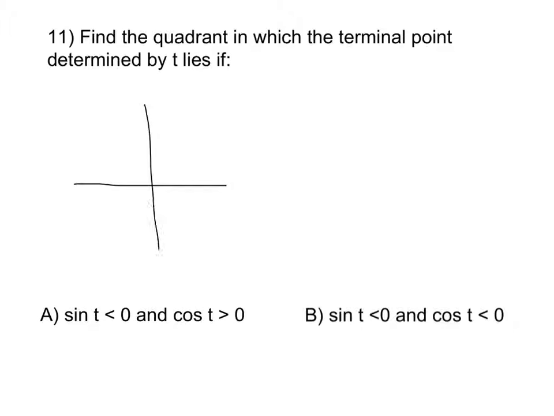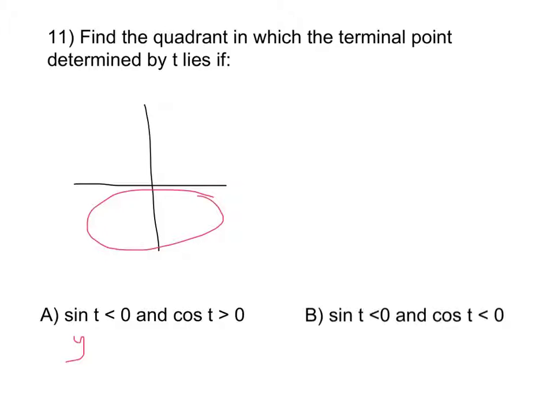If we think about our normal coordinate axis like this, the sine of t, remember, correlates with the y coordinate. If the y coordinate is less than 0, that happens in this bottom half here. So for the sine of t being less than 0, that will happen either in quadrant 3 or in quadrant 4. Which quadrant is it going to be? Well, we need the next piece of information to find out.